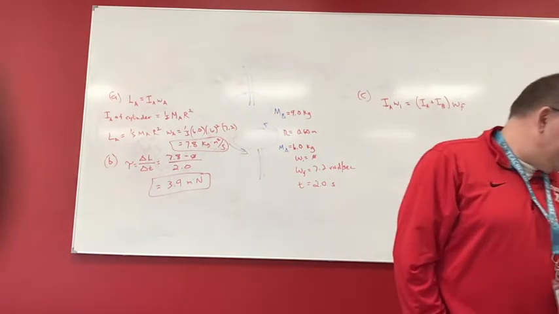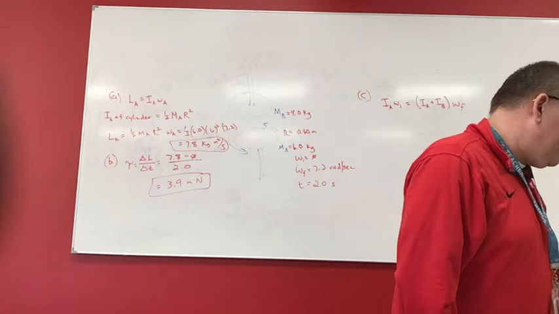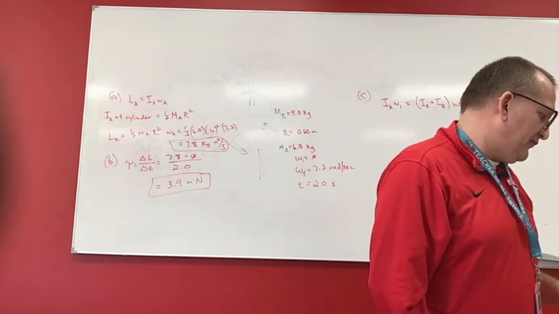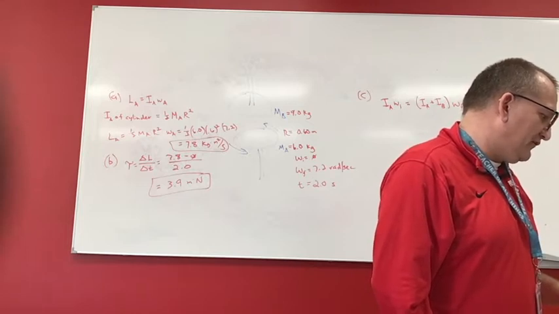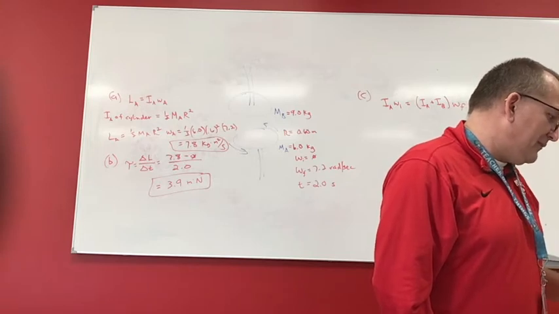And then we move on to C, and C asks: next, plate MB, initially at rest but free to rotate without friction, is placed in firm contact with freely rotating plate MA, and the two plates both rotate at the same angular velocity, which is less than the initial. Why does this happen, and what is it?